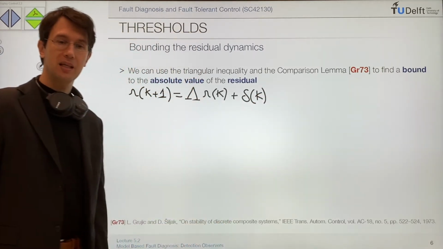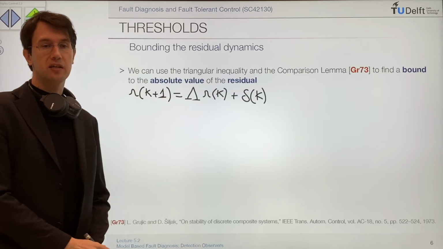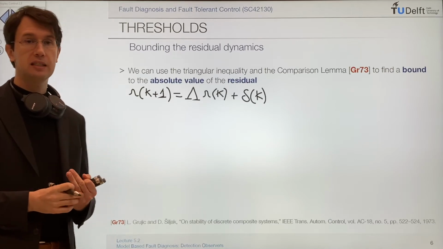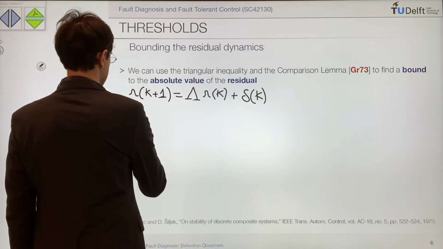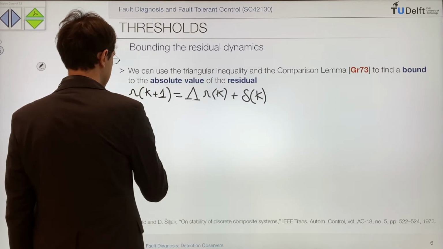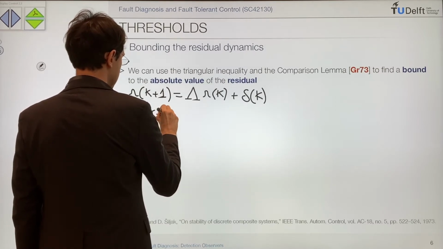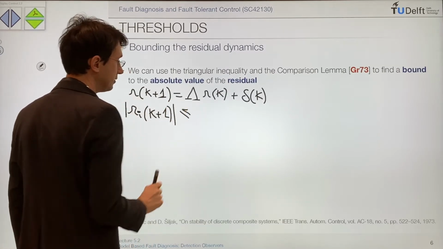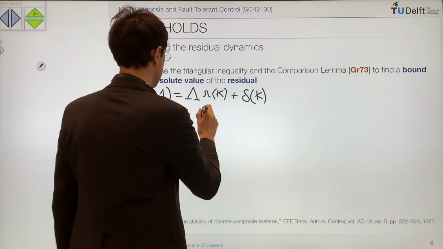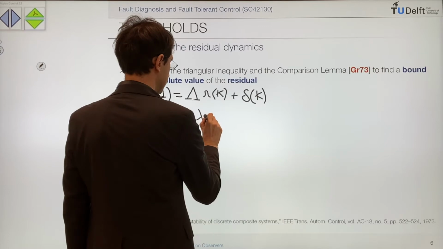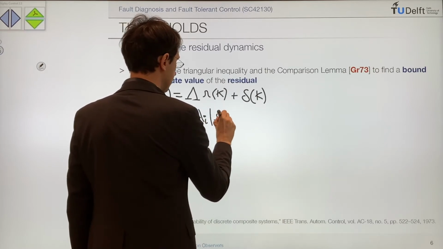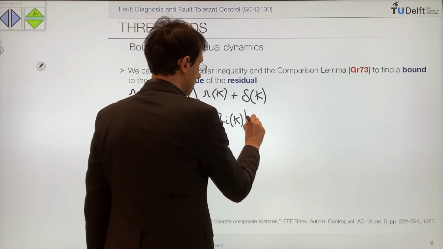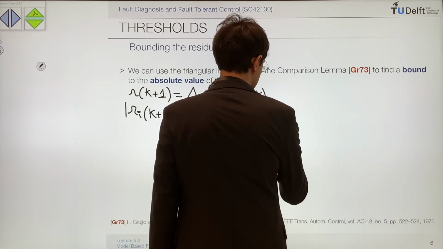So now, in order to proceed and use the triangular inequality with absolute values, we need to consider one component at a time. So we can write that the I component at time k plus 1, its absolute value is less or equal than lambda I small that multiplies the absolute value of R at time k, still the component I, plus the absolute value of the uncertainty component I at time k.